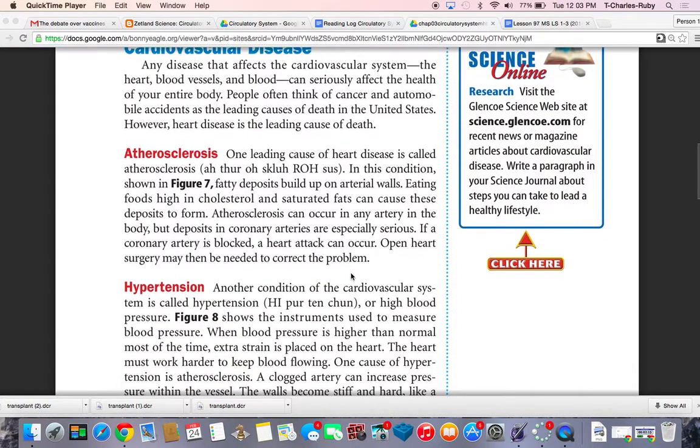Atherosclerosis. One leading cause of heart disease is called atherosclerosis. In this condition, shown in Figure 7, fatty deposits build up in the arterial walls. Eating foods high in cholesterol and saturated fats can cause these deposits to form. Atherosclerosis can occur in any artery in the body, but deposits in the coronary arteries are especially serious. If a coronary artery is blocked, a heart attack can occur. Open heart surgery may then be needed to correct the problem.